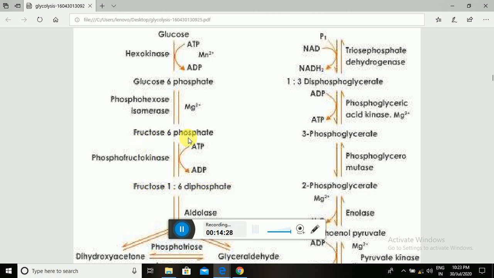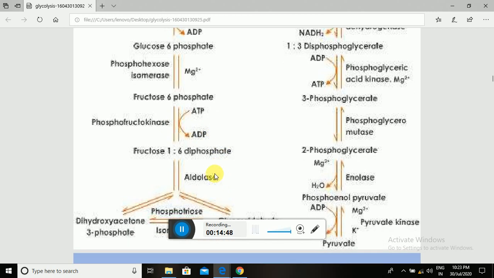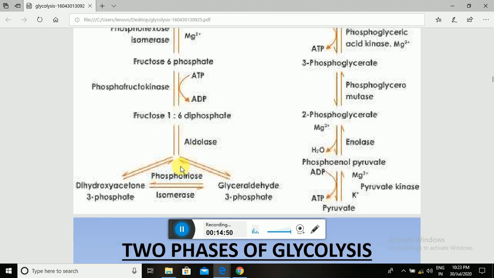This fructose 6-phosphate converts ATP into ADP, and the enzyme responsible for this reaction is phosphofructokinase. This phosphofructokinase converts the fructose 6-phosphate into fructose 1,6-diphosphate. This fructose 1,6-diphosphate gets converted into dihydroxyacetone phosphate and glyceraldehyde 3-phosphate.